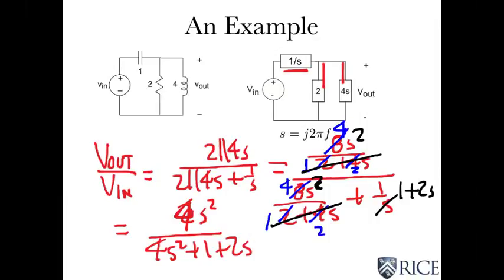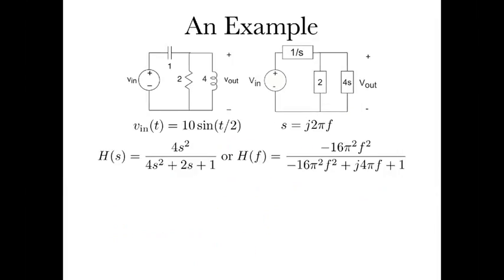Okay? So this is the name of the game. Use the parallel and series rule. Here we use voltage divider, parallel rules, series rules, and then we simplify. And it really makes your life a whole lot simpler to use s for j2πf. So this is what you get, and now I can write it in terms of f, which is what we need to do in order to solve for our sinusoidal source.